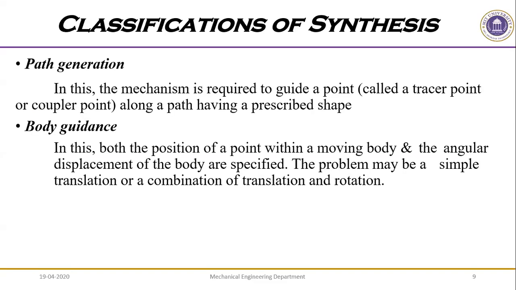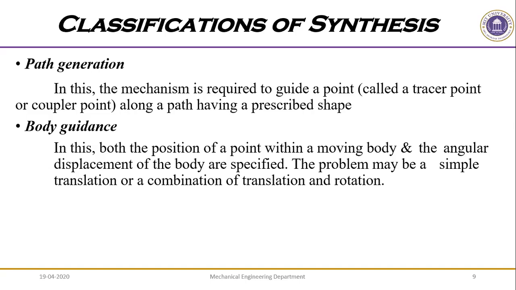In case of body guidance, both the positions of a point within the moving body and the angular displacement of the body are specified. The problem may be a simple translation or a combination of translation and rotation. Right now I explained, suppose this one is a link they have given. That link moves, or we can say it rotates about some point. At the same time, there is translation as well as rotation.